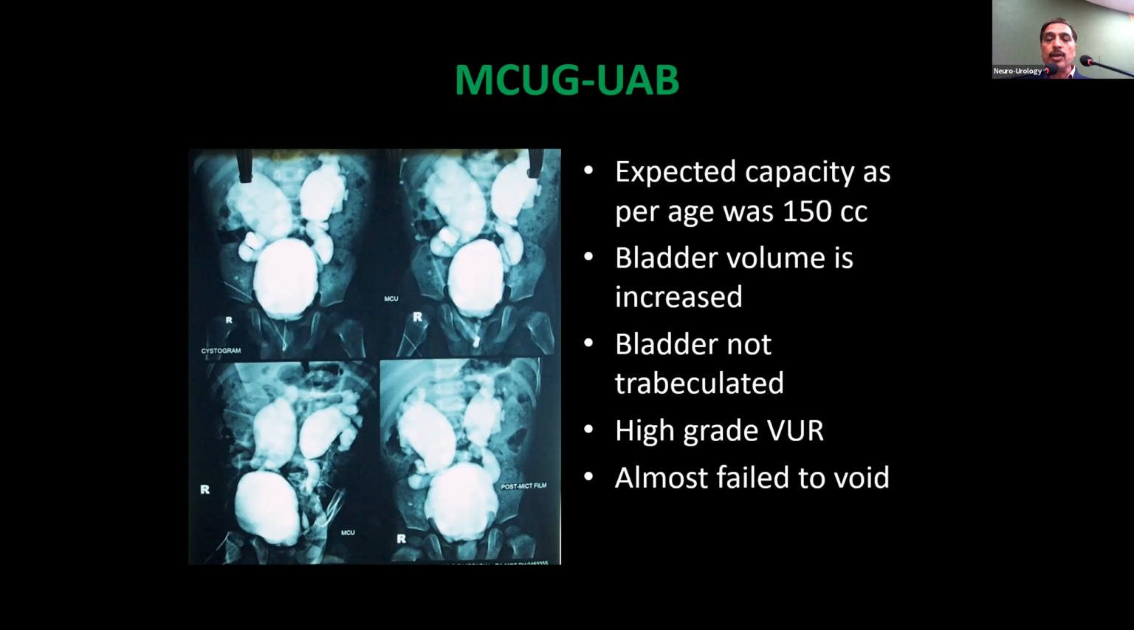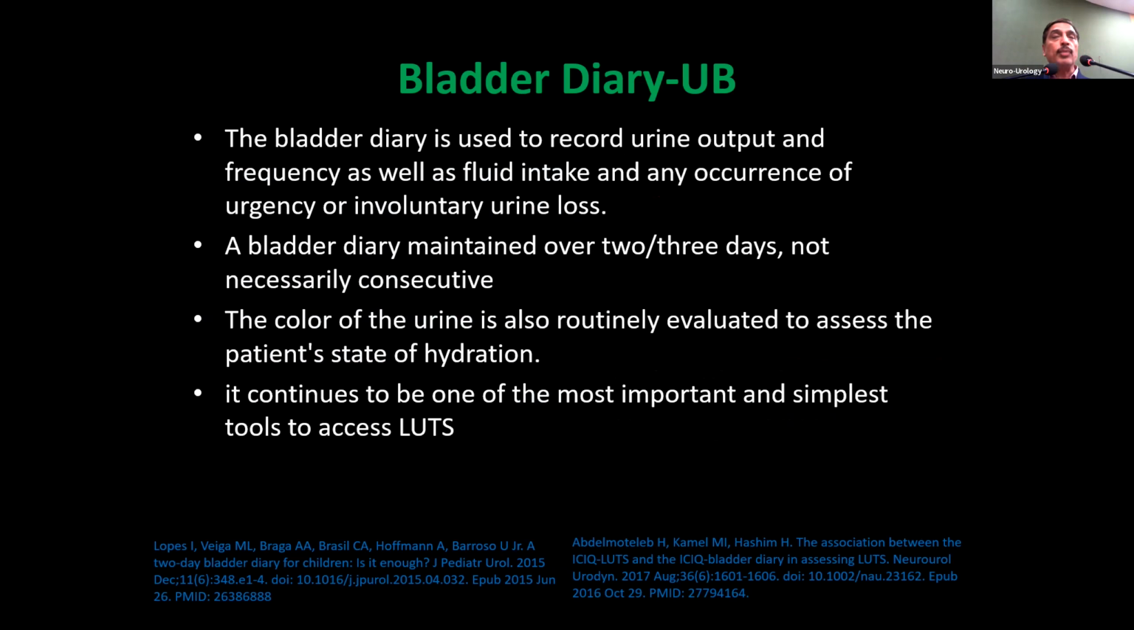But you can see that the bladder volume is increased, bladder not trabeculated, high-grade vesicular reflux, and almost failed to void. So you can't assess the urethra here. So this is the most common MCUG which I see in underactive bladder patients in my practice.